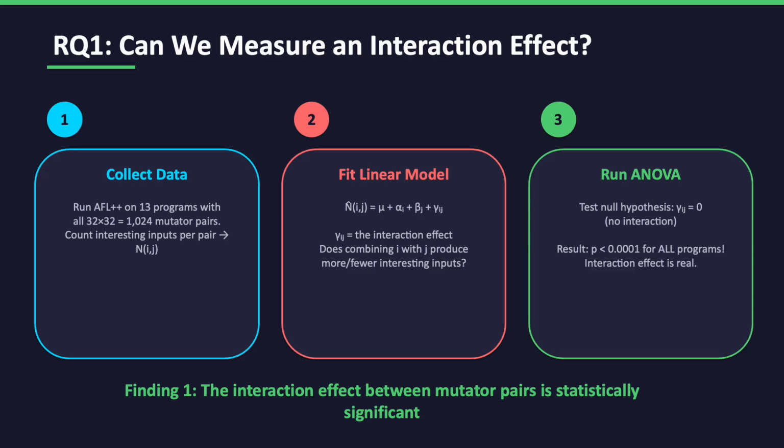Step 3: they run a two-way ANOVA, which is analysis of variance. This is a standard statistical test that asks, does the interaction term explain a statistically significant portion of the variance in the data? In other words, do we get a significantly better model when we include the interaction term? The answer: p-value of less than 0.0001 for every single program. The interaction effect is real and highly significant. This is their first finding, and it's the foundation everything else builds on.